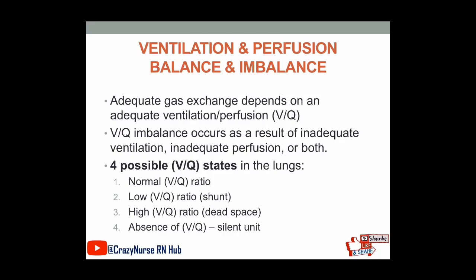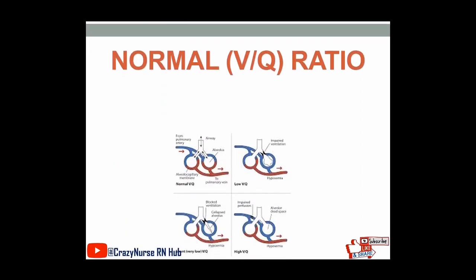First, we have the normal VQ ratio. We also have your low VQ ratio, shunt, high VQ ratio, dead space, and absence of VQ, or we call that a silent unit. Okay, let's discuss each.